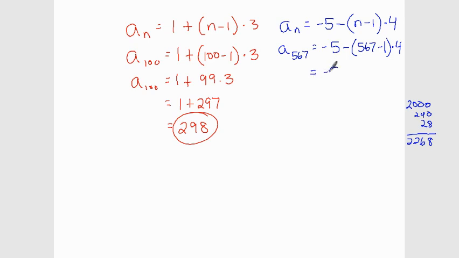So this equals -5 minus 2,264. That gives us -2,269. So those are all the basics that you need to know for arithmetic sequences.